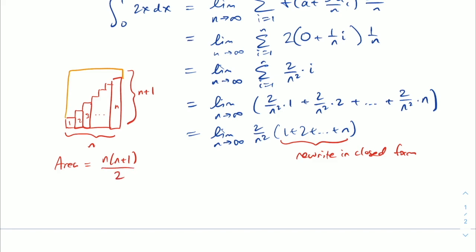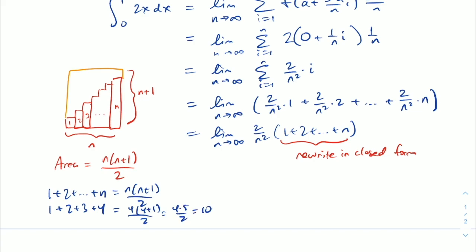Okay, so the claim is that 1 plus 2 plus all the way up to n is n times (n plus 1) over 2. Let's test this. Let's say we have 1 plus 2 plus 3 plus 4. The claim is this is going to be 4 times (4 plus 1) divided by 2, or 4 times 5 divided by 2, which is 10. And if you add up 1 plus 2 plus 3 plus 4, you should get 10.